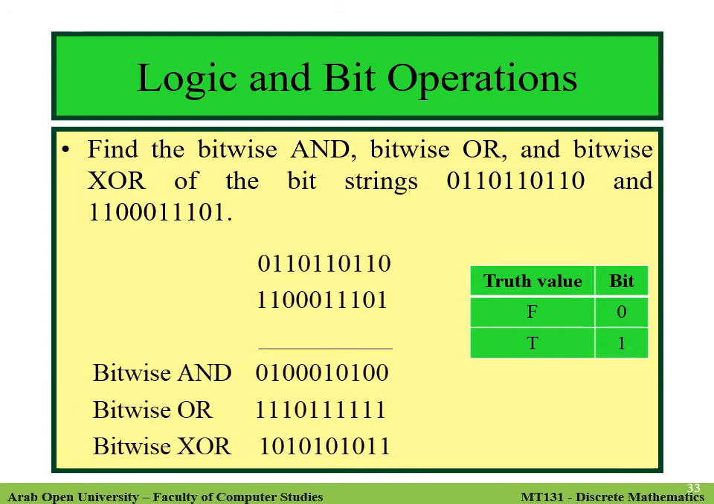Here is an application of those operations. The operations we looked at are applied to truth values, true or false, but you can replace true by 1 and replace false by 0.